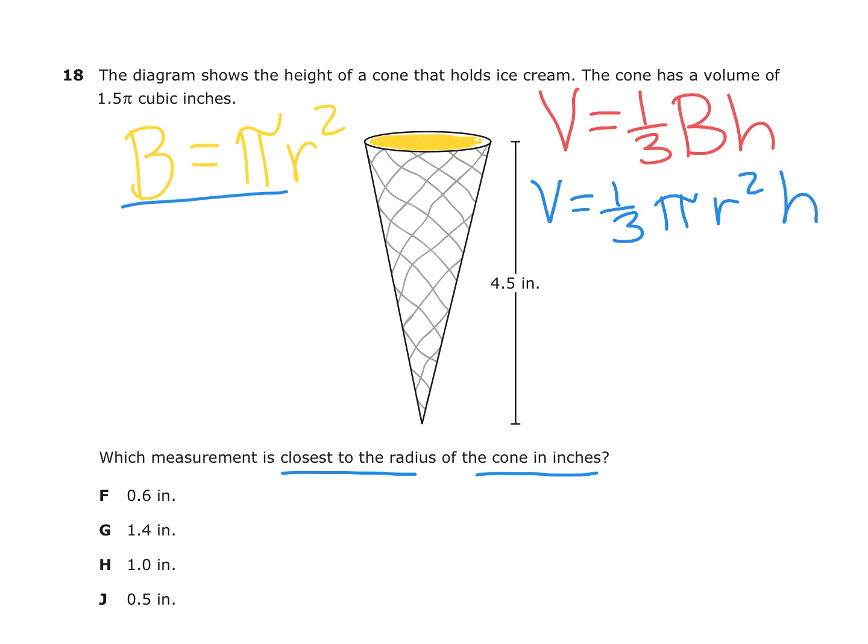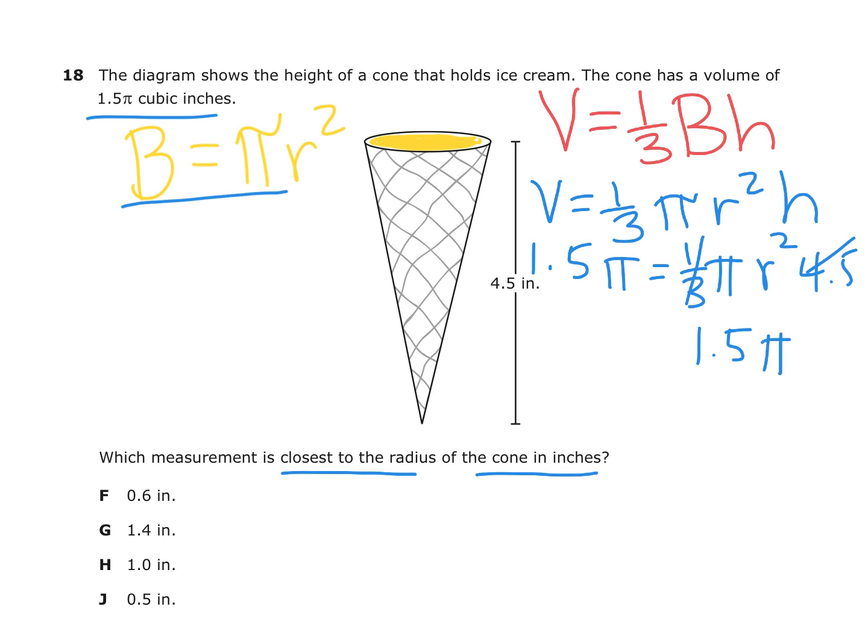So in this case, we know that the volume was given to be 1.5 pi. And we have 1/3 pi r squared times the height, which is 4.5. Now this 1/3 and this 4.5, I can take 1/3 of 4.5, and that's going to leave me 1.5 pi r squared, and that's equal to the left-hand side, 1.5 pi.